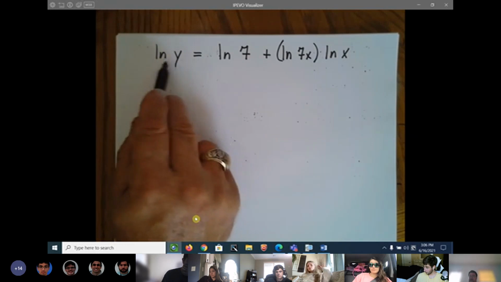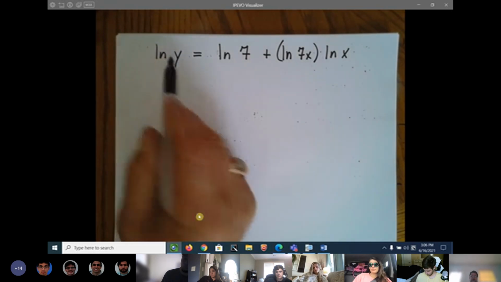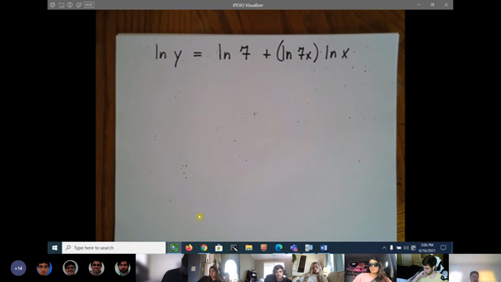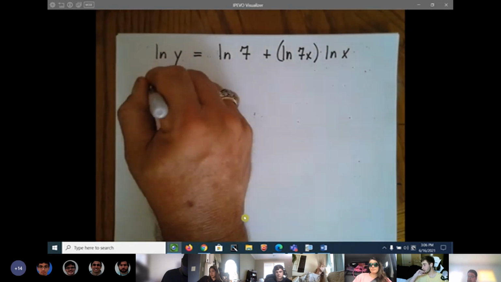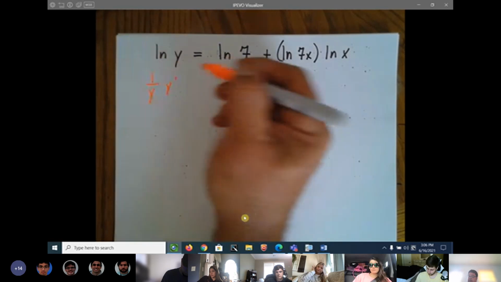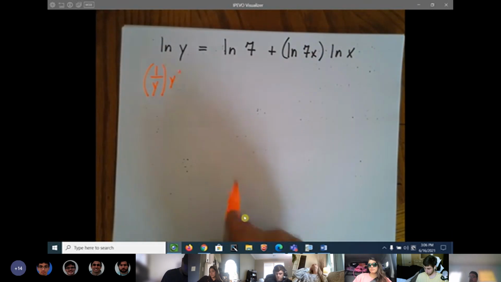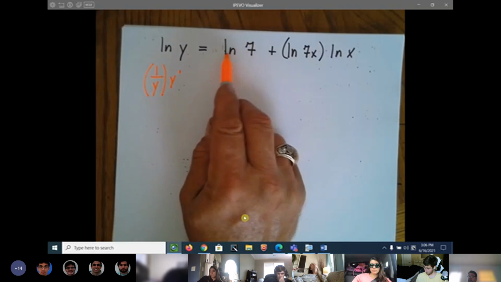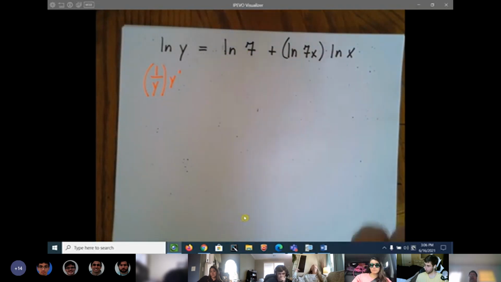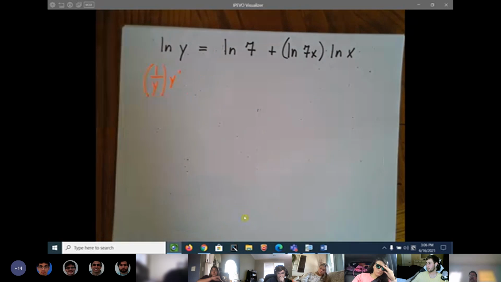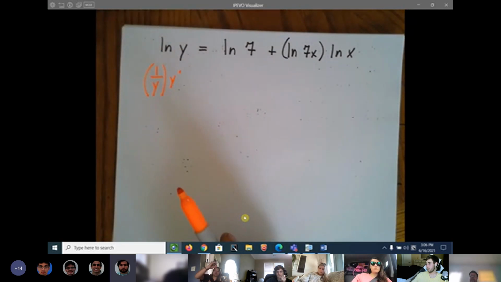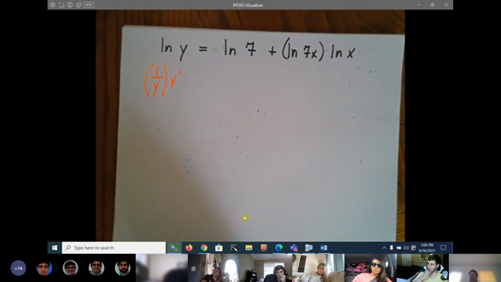So this right here, I'll start you off. This right here is going to be 1 over y times y prime is equal to, somebody tell me what the derivative of natural log of 7 is. Everybody should know that. You don't even need a calculator or anything. What's the derivative of natural log of 7? Good job, Mr. Rodriguez. 0.